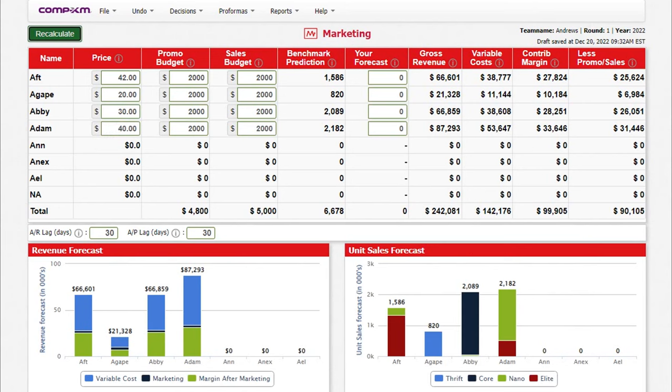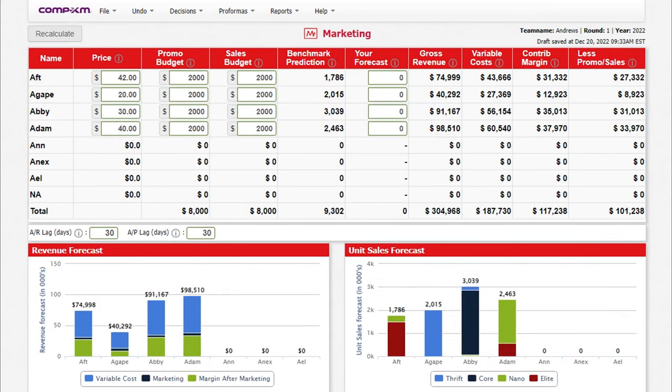For Abi, we also need to reduce the price. We reduce to 30. The lower the price, the higher the demand. The law of demand also applies here. So here, we project to sell 870. Here we can sell 1880. Here 1870. And here maybe 890.